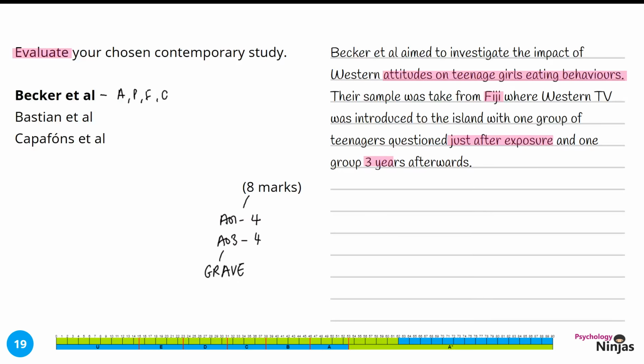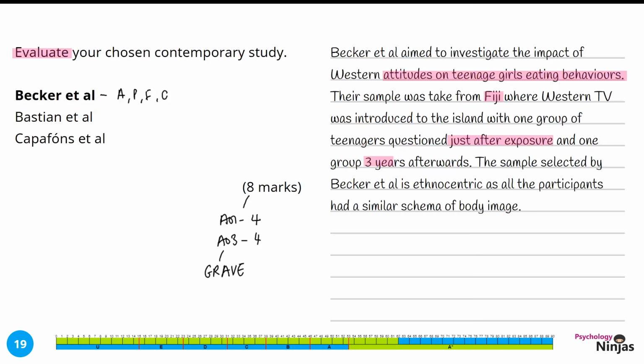We're then going to move into our evaluation. The sample selected by Becker et al. is ethnocentric, as all the participants have a similar schema of body image. Here we're focusing on generalisability, and that the study is ethnocentric, that all the participants are from the same area. We've clearly developed this by showing the impact of this in that similar schemas for all the girls is likely, as they're all from the same place.